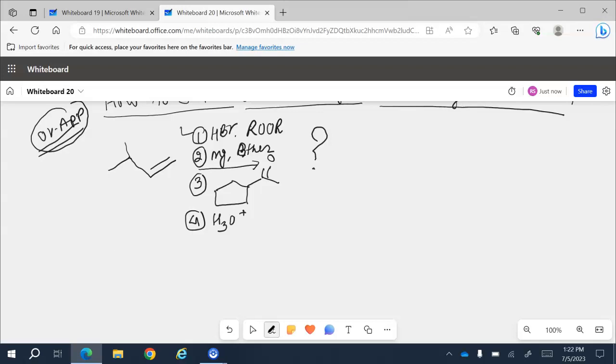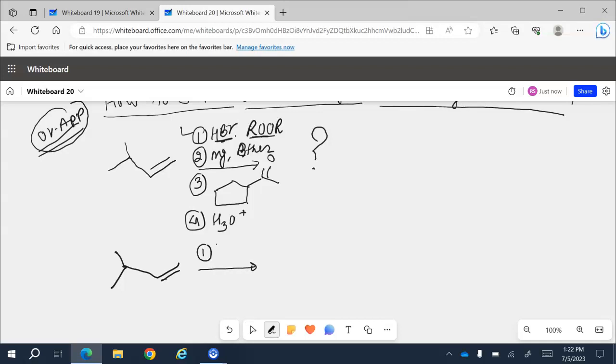Let me begin with the starting material. This is an unsymmetrical alkene. The first step is the reaction of this alkene with HBr in presence of organic peroxide. So let's talk about the first step.